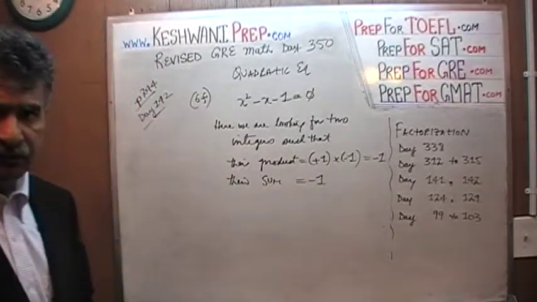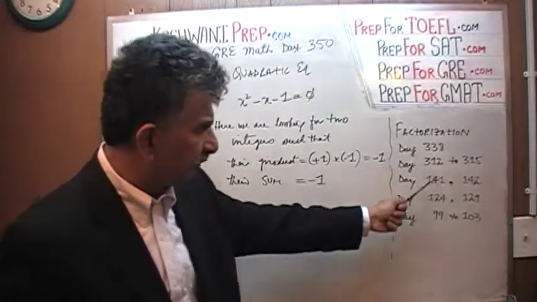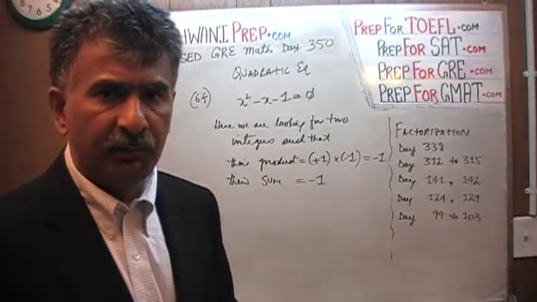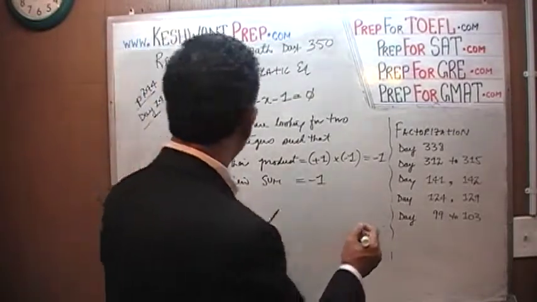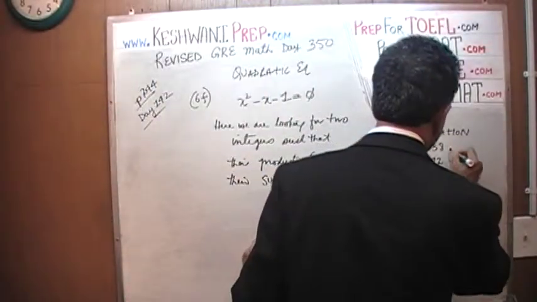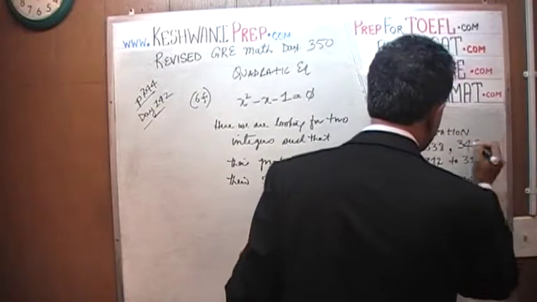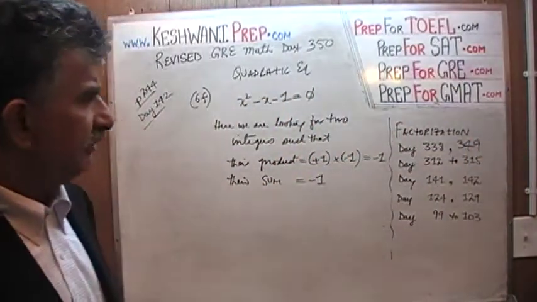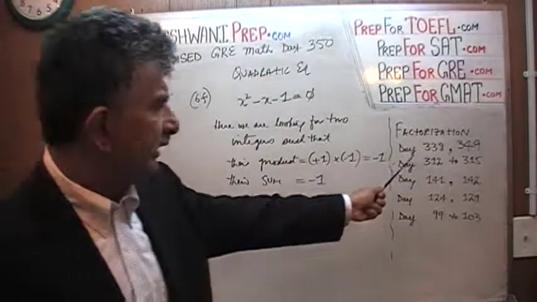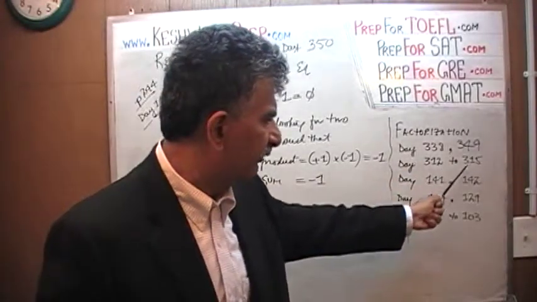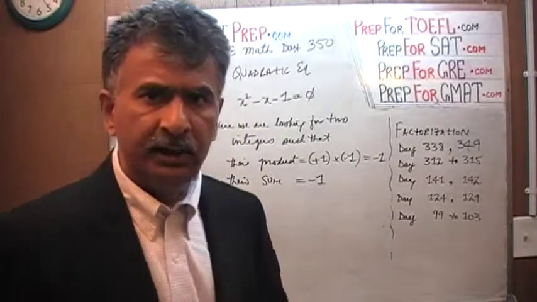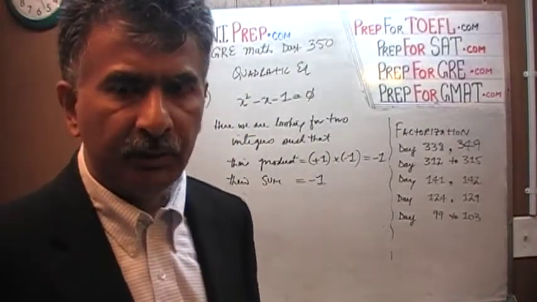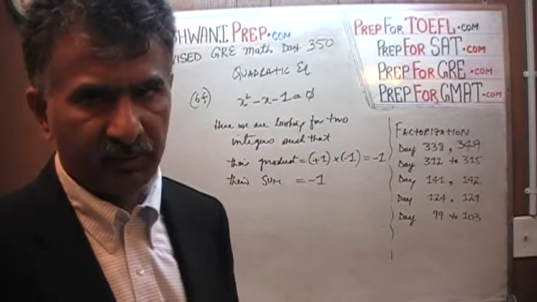How do we look for factors? We have done this many a times. Here are the list of videos that you can watch, which will help you learn the method of factorization. We should add one more video to this list, which is day number 349. We just did one yesterday. 338, 349, 312 through 315, 144, 142, 124, 129, and finally 99 through 103. All of those videos deal with the concept of factorization.